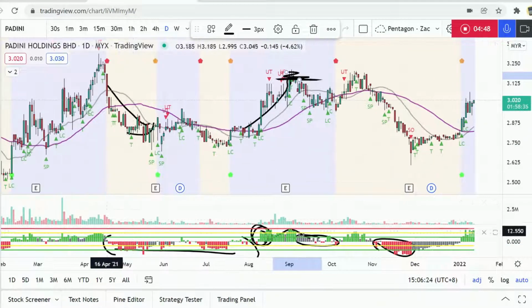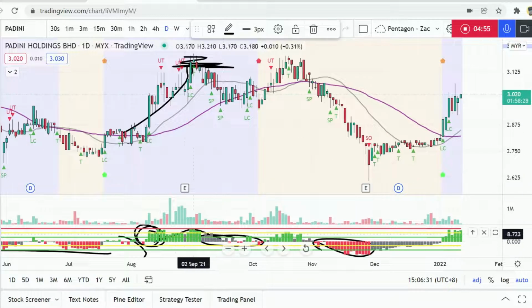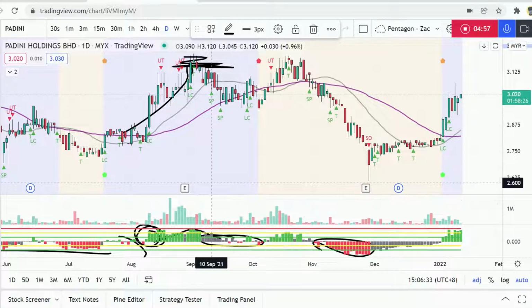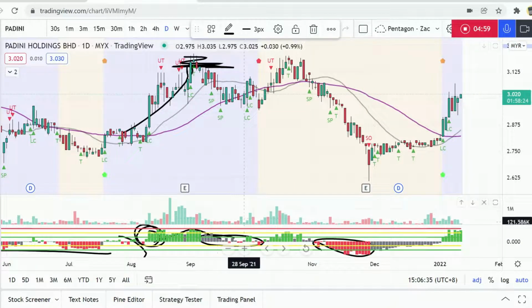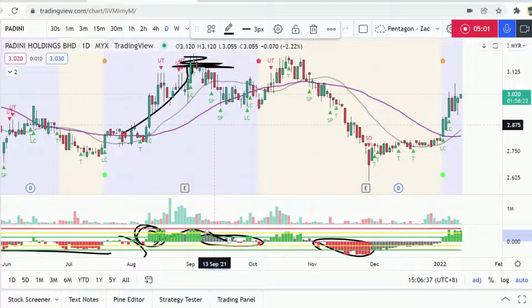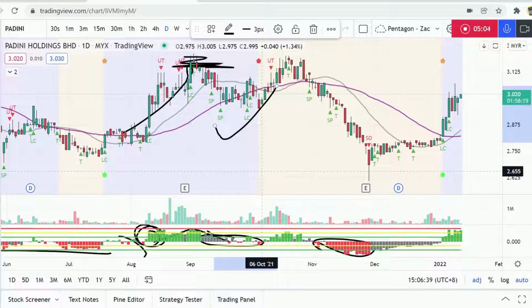Like for example here, it didn't hit the red, but it shows UT. I will show you a few more examples. So let's say it hits red, but make sure there's no climactic volume UT bar, and subsequently they make a pullback. So this is maybe a chance for you to look for a healthy pullback.